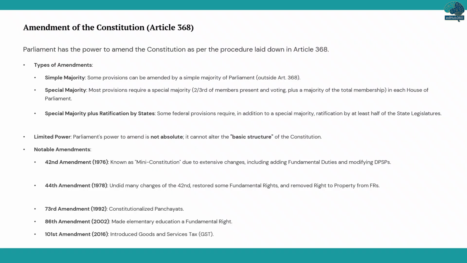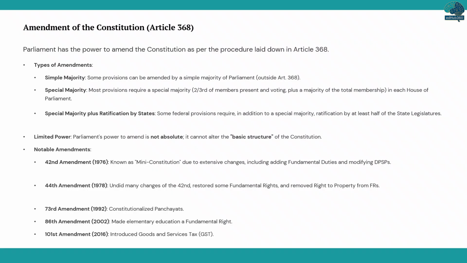Several amendments have significantly shaped the Constitution, such as the 42nd Amendment in 1976, often called the mini-Constitution due to its extensive changes. The 44th Amendment in 1978 then undid many of those changes, notably removing the right to property as a fundamental right. Later, the 73rd Amendment in 1992 constitutionalized panchayats. The 86th Amendment in 2002 made elementary education a fundamental right, and the 101st Amendment in 2016 introduced the Goods and Services Tax, or GST.